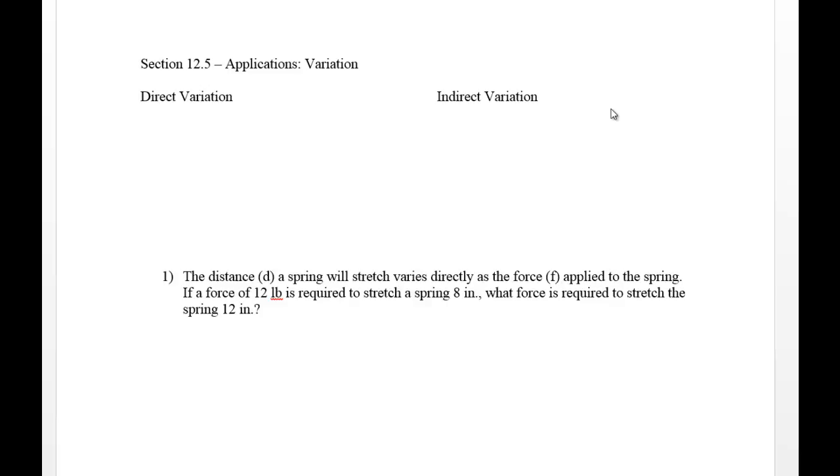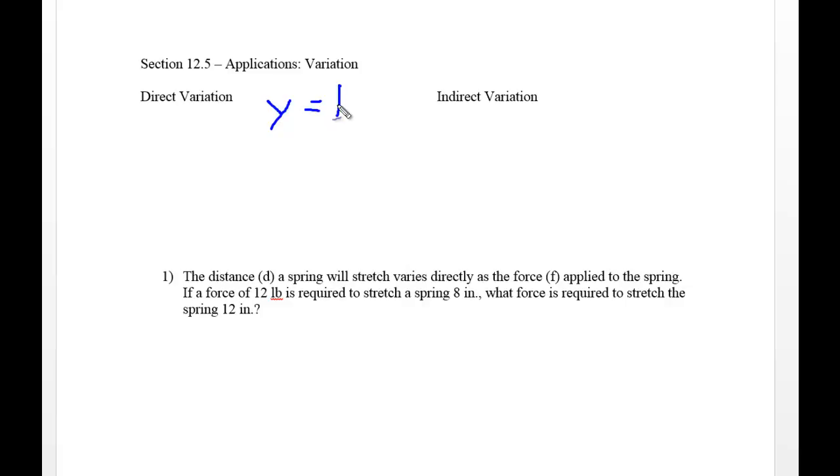This is Mark Anderson from Kellogg Community College, and we're looking at applications with variation, in particular direct variation and indirect variation. We're going to talk about these applications and how we can solve these equations with fractions in them. The direct variation problems and indirect variation problems look like two different kinds of equations.